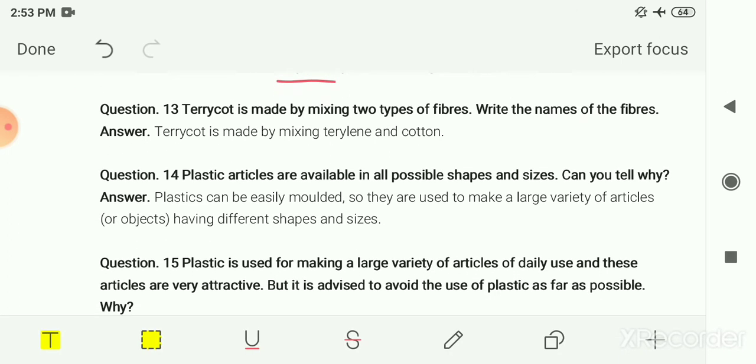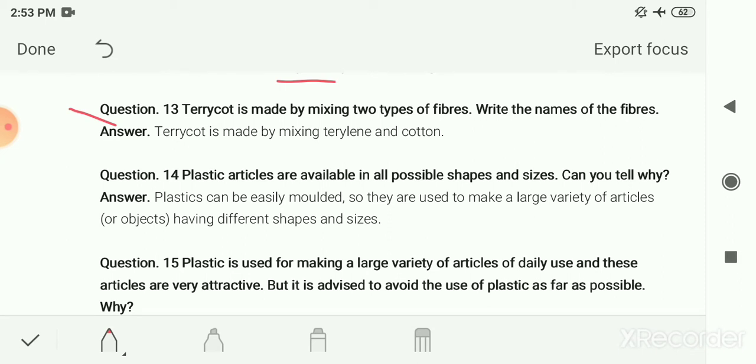Next is number 13. Terracotta is made by mixing two types of fibers. Write the names of the fibers. From which two types of fibers is terracotta made? Terracotta is made by the mixing of terylene and cotton. As the name suggests, terry means terylene, and cot is for cotton. So it's made up of terylene and cotton.